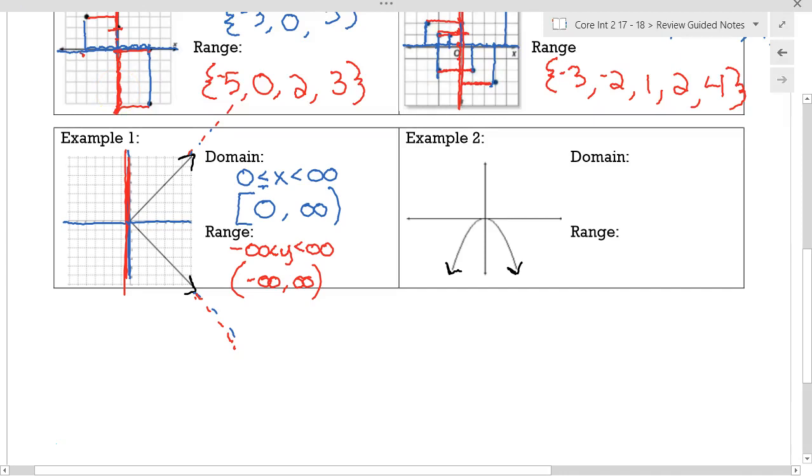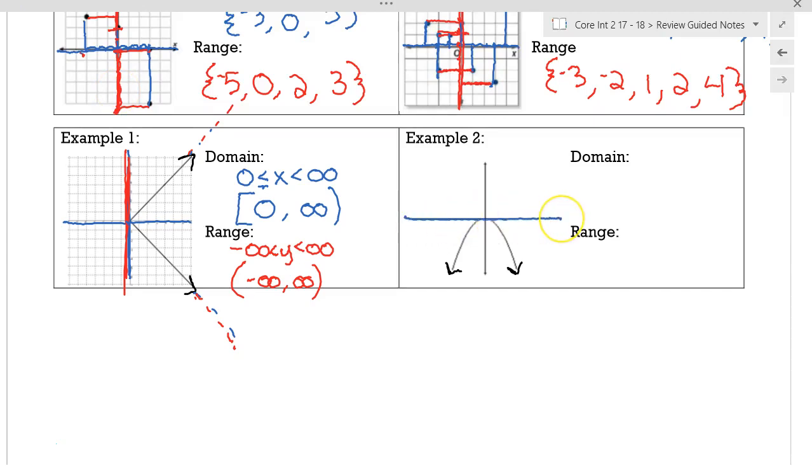Last problem, same type of thing. Where is it on the x? Well, again, with these arrows, it's going left forever and right forever, right? There's no starting or stopping point on the x-axis. So my domain is negative infinity, again, going left forever, less than x, less than infinity, both of them are less than. So again, the other way I can write this is negative infinity, comma, infinity, with just parentheses. There's no equal sign there.